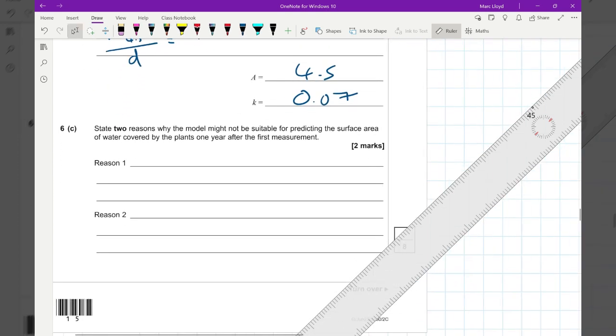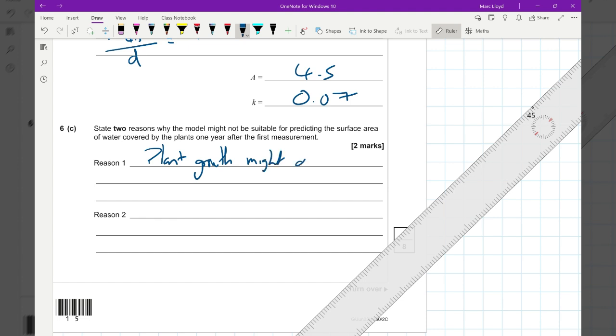State 2 reasons why the model might not be suitable for predicting the surface area of water covered by the plants 1 year after the first measurement. So plant growth might depend on other factors, such as the seasons. So it might not grow at the same rate in winter. It may be quicker in summer or in spring.